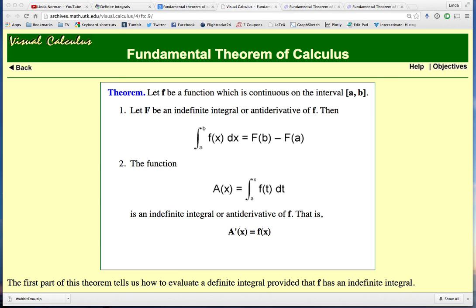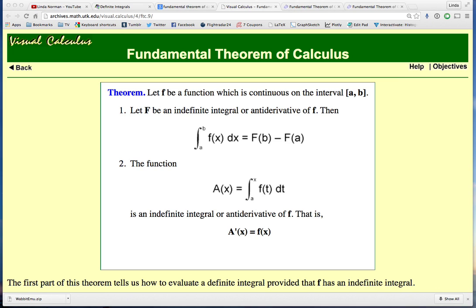And that is, just because a function has an antiderivative does not mean that the definite integral on a particular set of boundaries actually exists. In order for the definite integral to exist, your function has to be continuous on the interval from a to b. And if the function is continuous on the interval from a to b, we say it is integrable. That is, the definite integral exists on that interval.